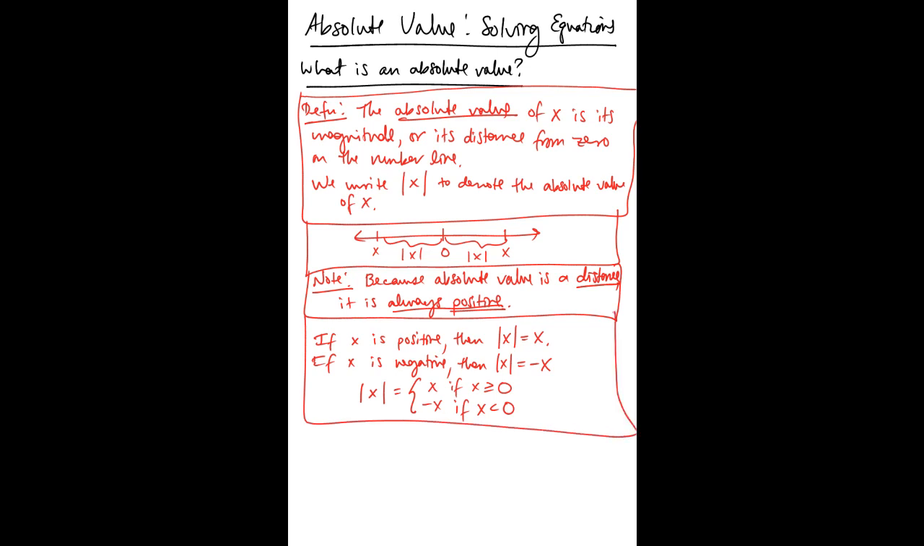So, why do we need absolute value? Why are we interested in it? Well, the short answer to that is that there are a lot of real-life situations where we can use absolute value to model something, where it can represent a distance or a magnitude that can only be positive.